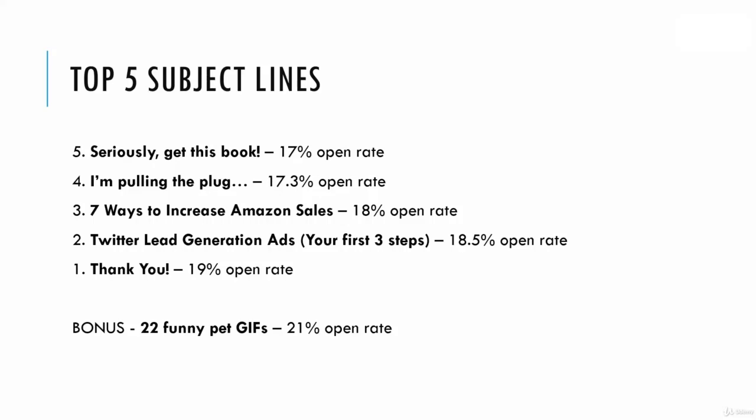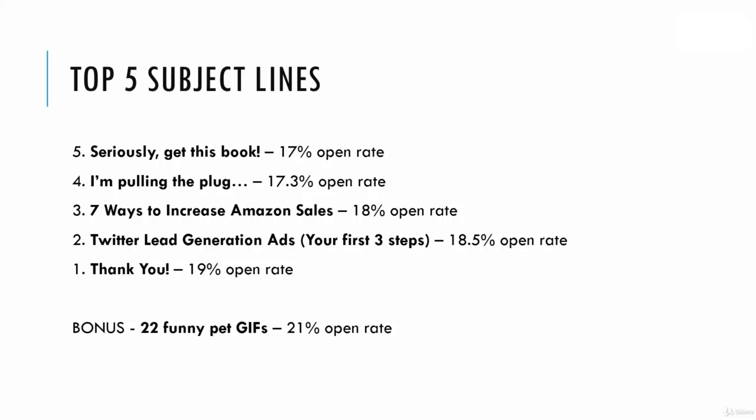Number 3, "7 ways to increase Amazon sales." This is an 18% open rate. Anytime you give a top list, a numbered list, or how-tos, these get great open rates. Really, any subject line with a number in it lets your subscriber know, oh, this is a short list. This is going to be a quick email to read.